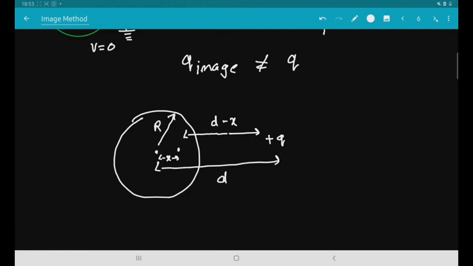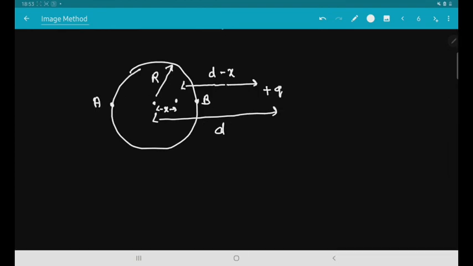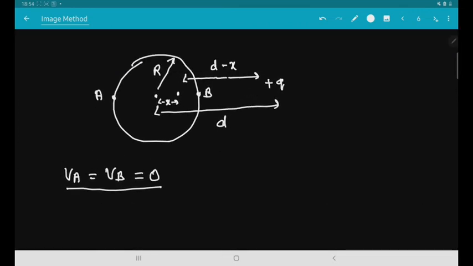Now see, we will have to consider 2 points on the sphere. Let us say this is point A and this is point B. Now what is the potential at point A and point B? It is on the surface of the conductor. The surface of the conductor always has the same potential, and the potential here is 0 because it is grounded. So we can use this condition to find the charge and the distance, because the image charge we are considering, let us call it Q dash, and both will create potentials here.